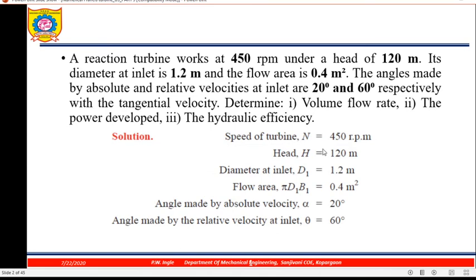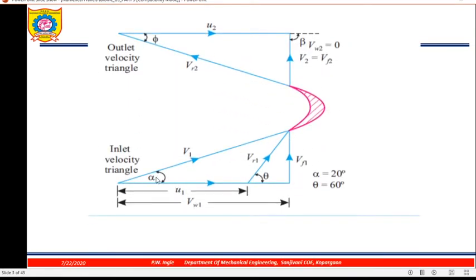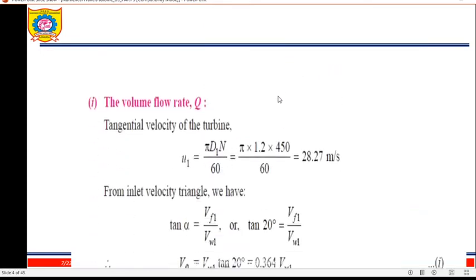So what is given? Speed of turbine. Diameter at inlet, that is D1, the external diameter, so it is 1.2 meter. Then H is given. Flow area is pi d1 b1, it is given. Angle made by absolute velocity is alpha and angle made by relative velocity is theta. So you see here, angle made by absolute velocity V1, angle made by Vr1. And in Francis turbine, discharge is radial. So Vw2 is 0, therefore V2 equal to Vf2. We will solve the problem.